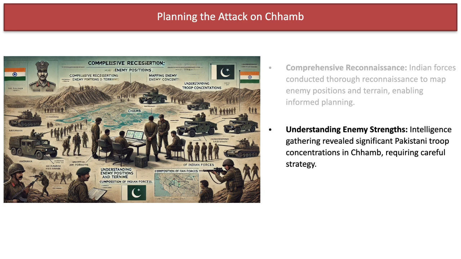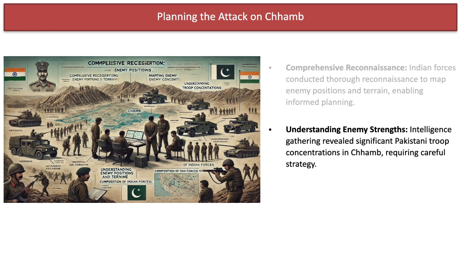Let's talk about the importance of understanding the enemy's strength during the planning of the Chum operation. Friends, the Indian Army knew that charging blindly into the battle was not an option, especially when facing a well-prepared adversary. This is where intelligence gathering played a pivotal role. It was all about knowing what you were up against to devise a strategy that could effectively counter the enemy.